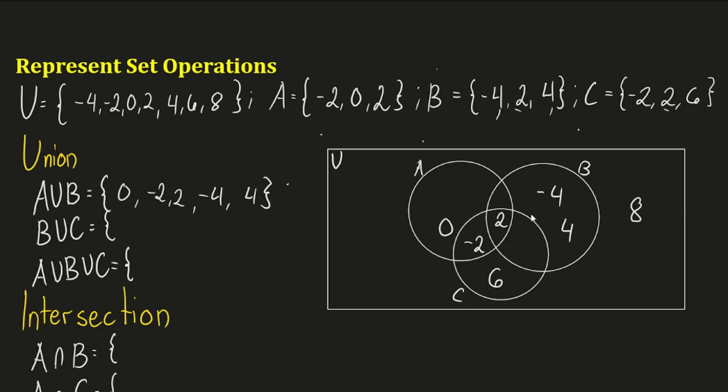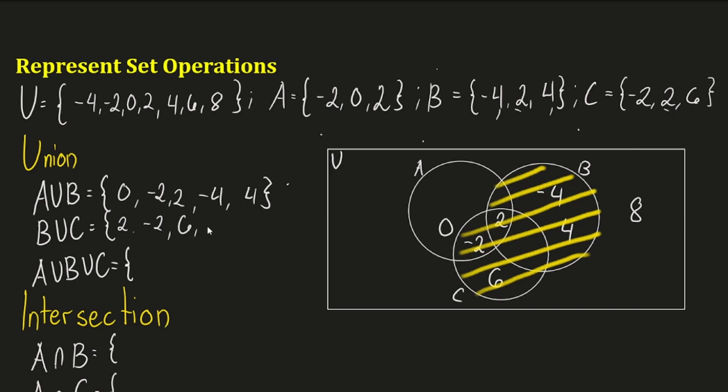Same thing. You're going to look at B. You're going to look at C. We don't really care about A. So we have 2, -2, 6, -4, 4. And here. Sometimes questions will give you 3 sets.